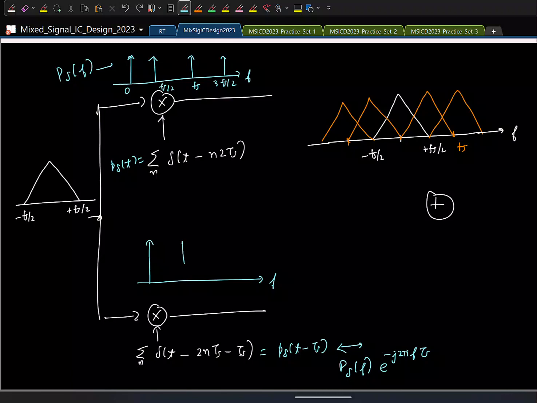So here again I'll have the same impulses, at 0, fs by 2, fs and so on. What will be the phase shift at f equal to 0 here? Nothing. So let us say I normalize everything to 1. Here also it will be plus 1. Why fs by 2? This is a train at 2 ts, right? It's an impulse train periodic at 2 ts, so 1 by 2 ts, fs by 2.